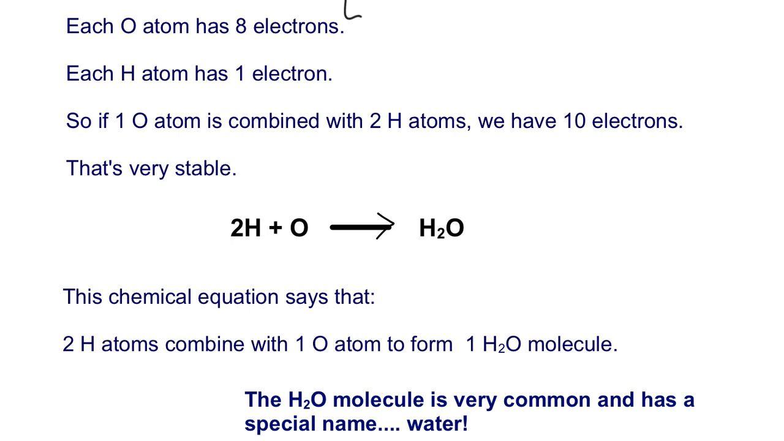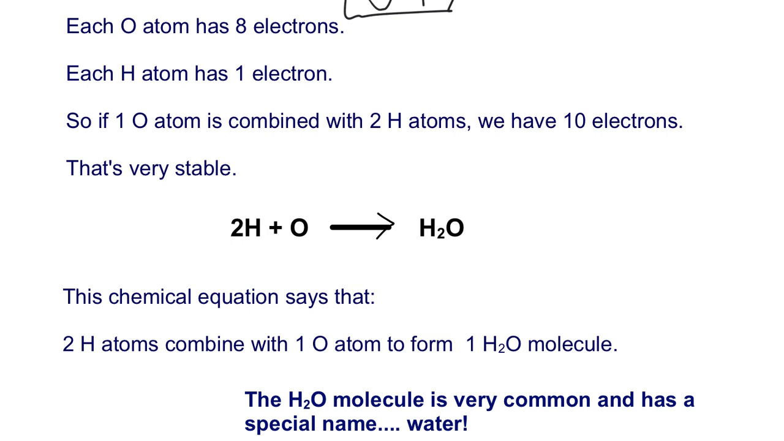The chemical formula for water is H2O. That means 2 hydrogen atoms and 1 oxygen atom. They don't put the subscript 1 because it's assumed if they don't put a number there, it's 1.